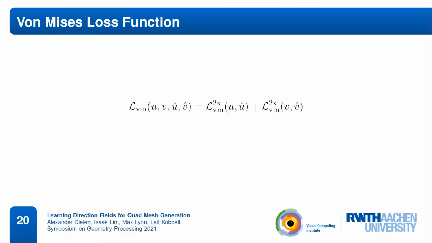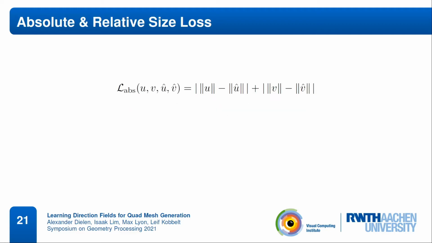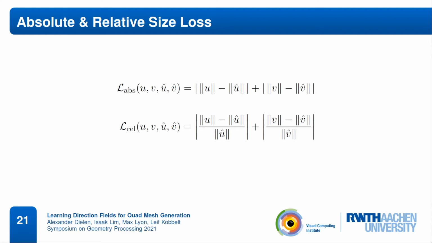For our size loss, we compute the absolute difference between the magnitude of the network predictions and ground truth targets. As an alternative, we also consider a relative size loss that expresses the same quantity relative to the magnitudes of the target vectors. Our experiments indicate that the relative size loss works slightly better than the absolute one. We believe that is due to the varying quad sizes in our dataset.